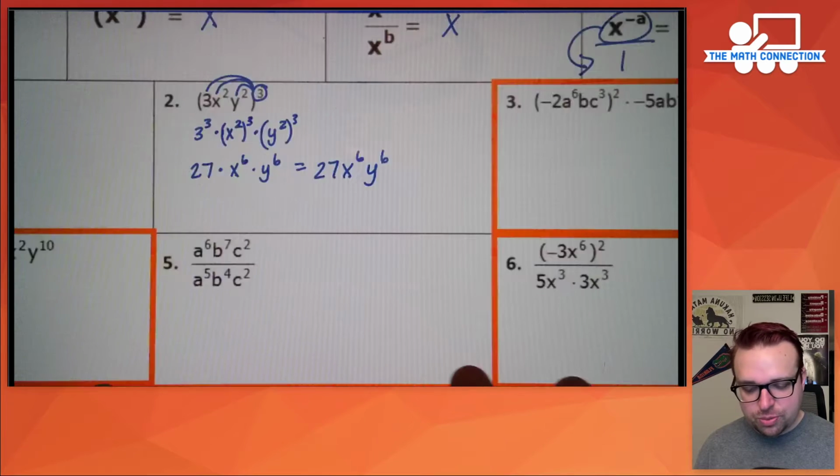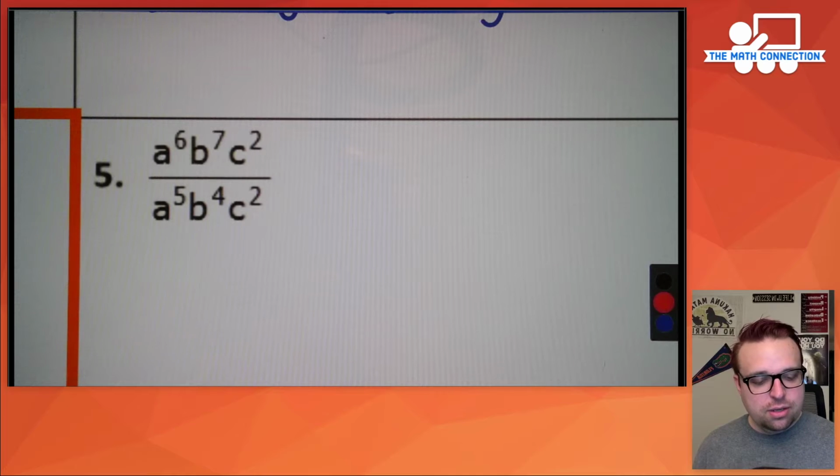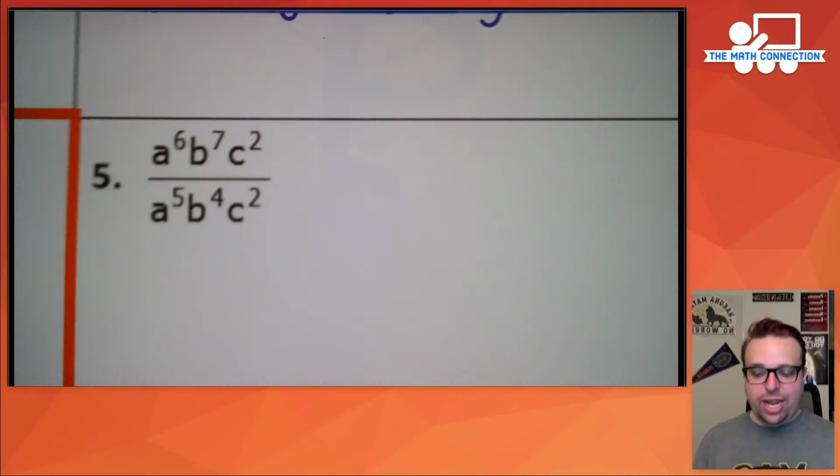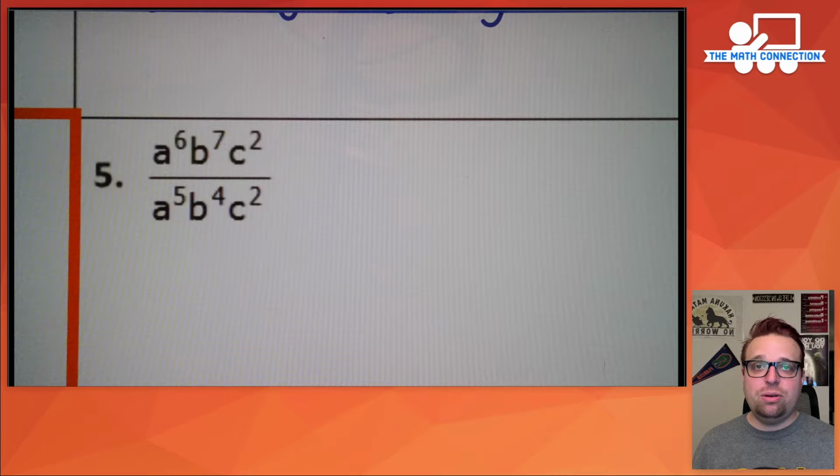3 is yours, which means 5 is ours together. 4 is also yours. So we have some stuff going on in the numerator and some stuff going on in the denominator. So we need to see, first of all, are there any negative exponents? The answer to that is no. So nothing needs to move from upstairs to downstairs.